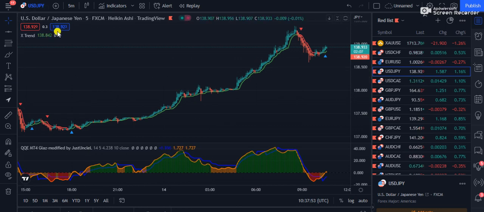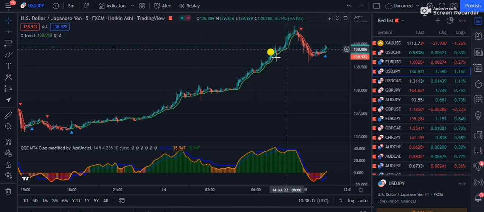Like for example, USD JPY 5-minute. If you look here, this is the 5-minute picture. You can see here we have a buy signal, and here the QQE indicator turned green, and a long bullish move went up. Sorry, the previous large signal was a sell, and the QQE had turned red.